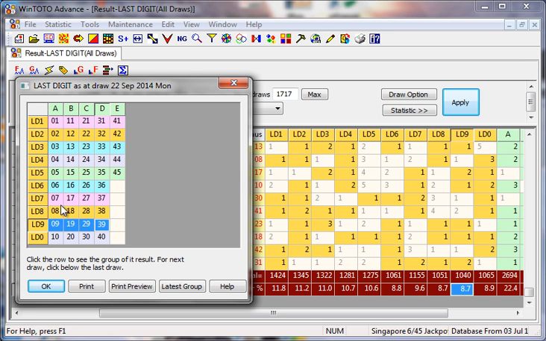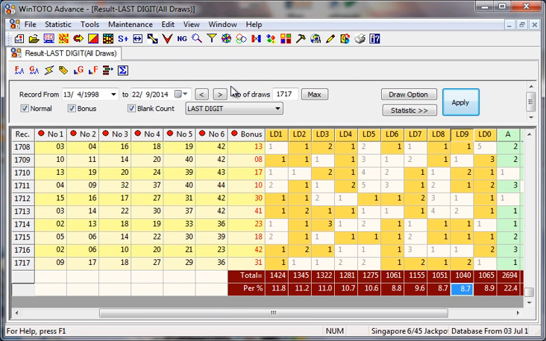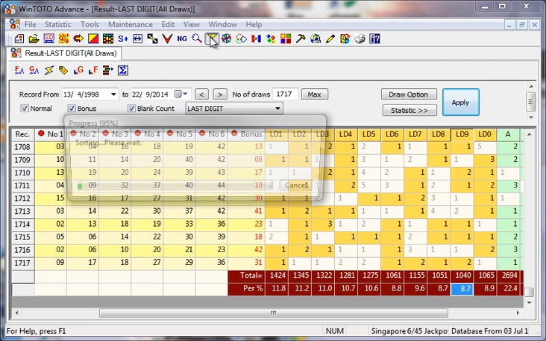So this is so much for the LD numbers. Okay, now as you can see from here, you more or less know what to go for. Now let's take a look at the summary.